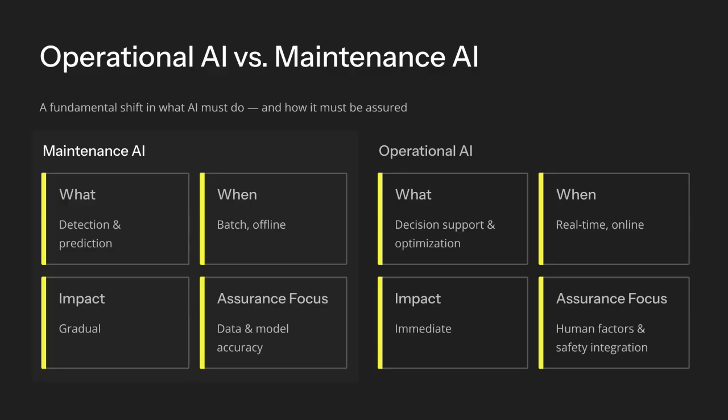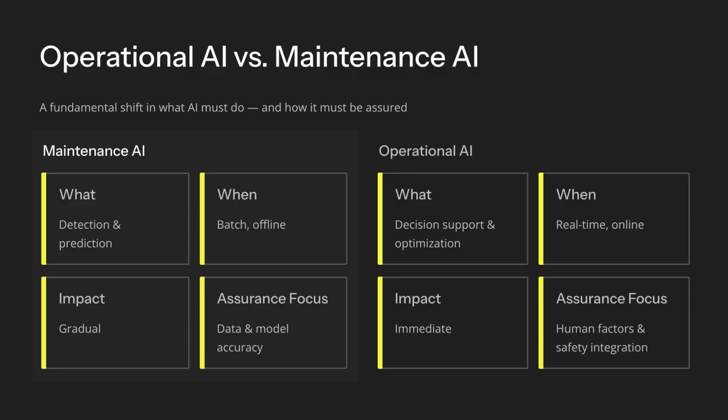The assurance focus for maintenance AI reflects that. We're asking questions like, is the training data clean and representative? Is the model accurate enough? Is it operating within its defined operational design domain? Is there a monitoring process to catch drift over time? These are important questions, but they're questions we can answer largely offline with the luxury of time and iteration.